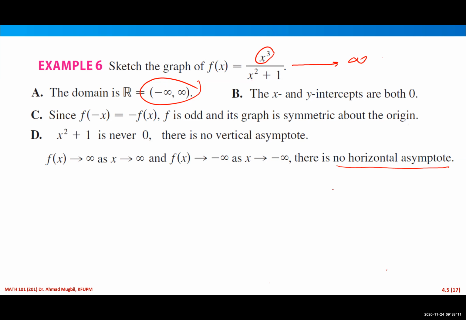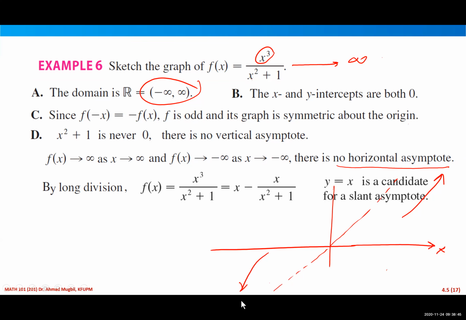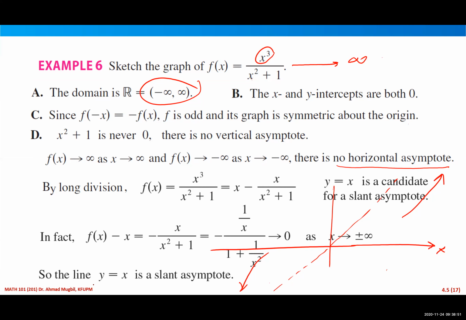But I know now, ya shabab, that when x goes to infinity, the graph will go up, and when x goes to negative infinity, it will go down. And it is symmetric about the origin. So it looks like it will behave like x cubed. But of course, with the slant asymptote, we did find the slant asymptote. What was the slant asymptote, shabab? y equals x. This is the slant asymptote. When we sketch slant asymptotes, we draw them as dotted lines like this. So this means that they will approach each other when x goes to infinity. We showed that y equals x is a slant asymptote.